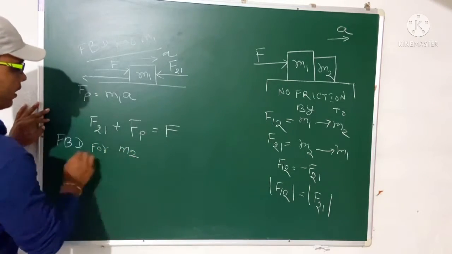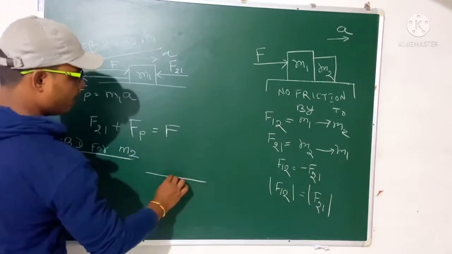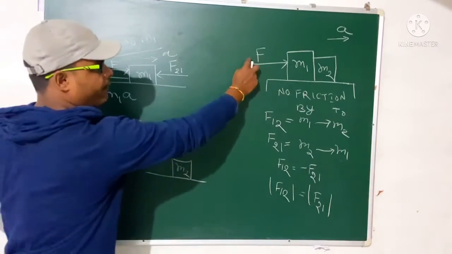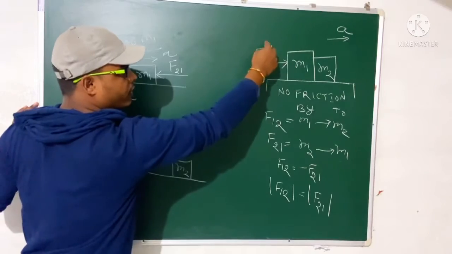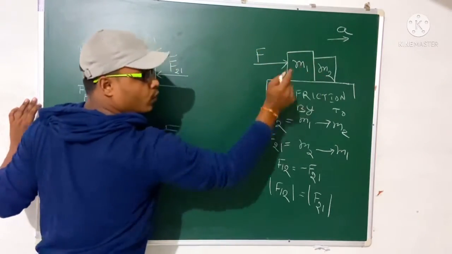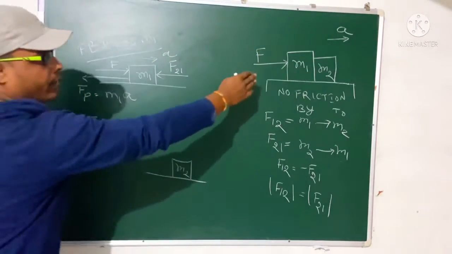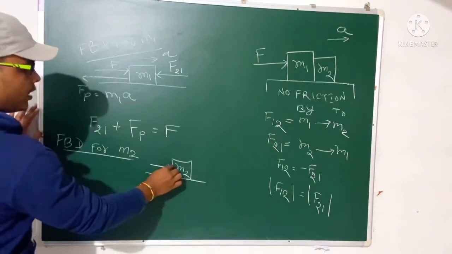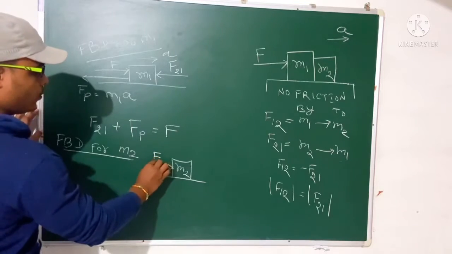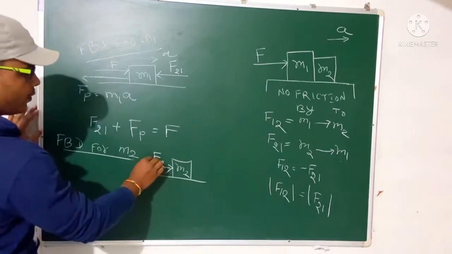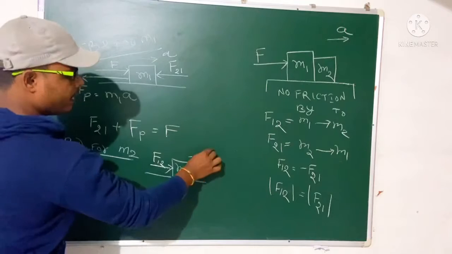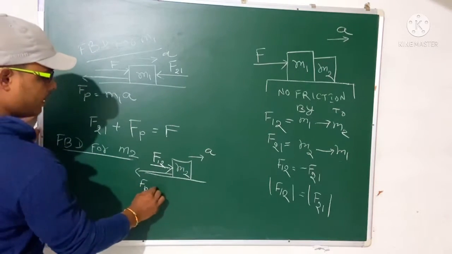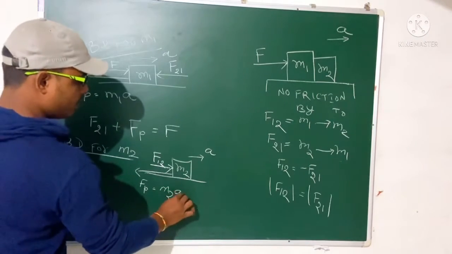Now, what will be the FBD for M2? For the M2 particle, remember the F is given to M1 and part of the F is given to M2 through M1. So what is that force? That force is nothing but F12. So this is F12 and the particle is moving in this direction. So there will be a pseudo force, Fp, which is equal to M2A.